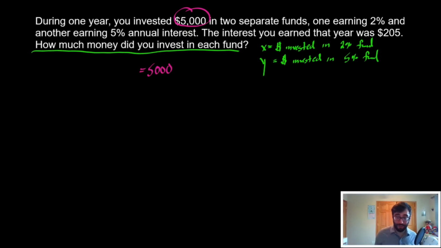Well, how much did we invest in each fund? That's what we don't know. We're trying to figure that out. X is how much we invested in the 2% fund.